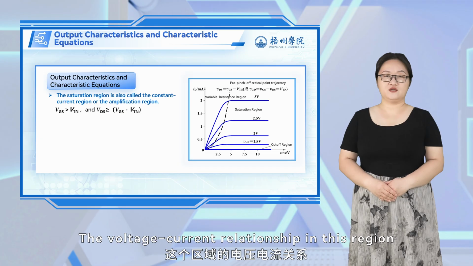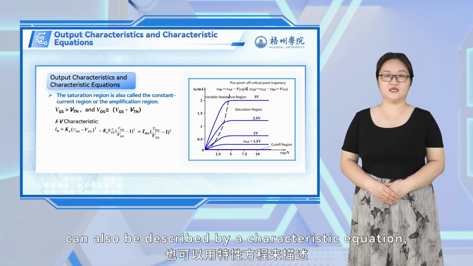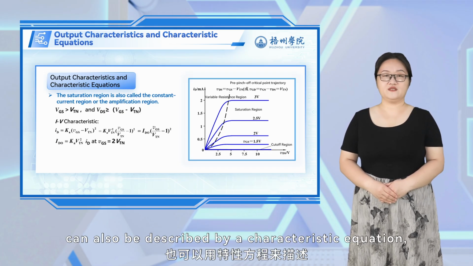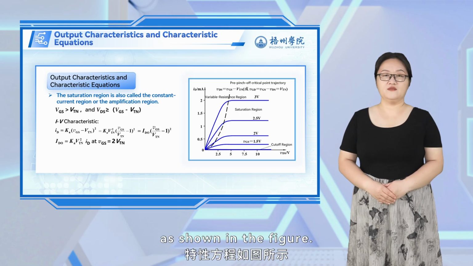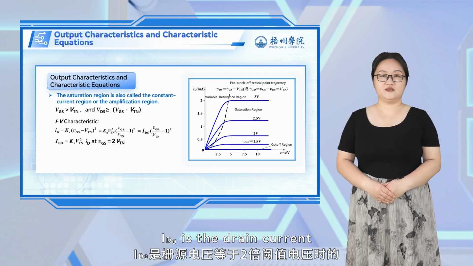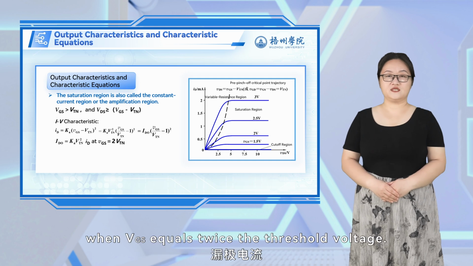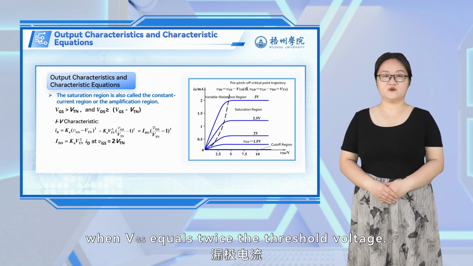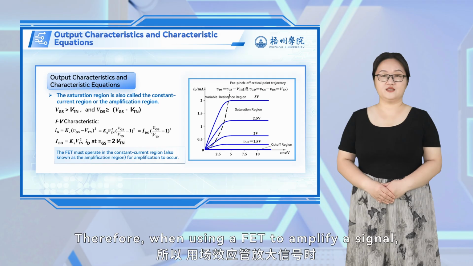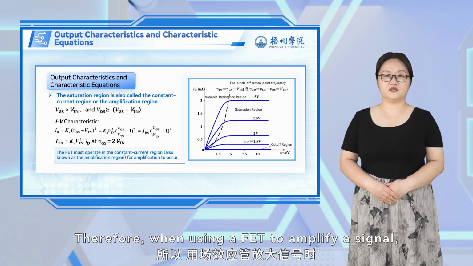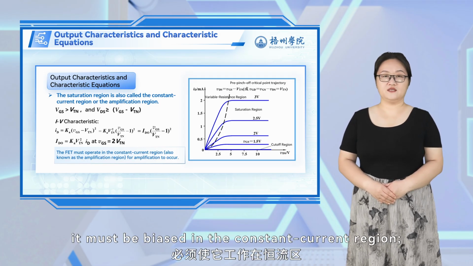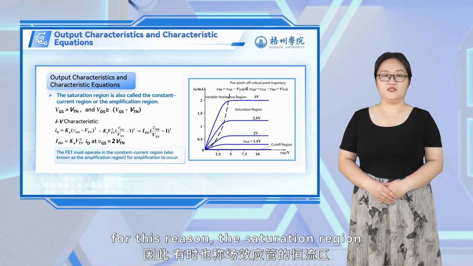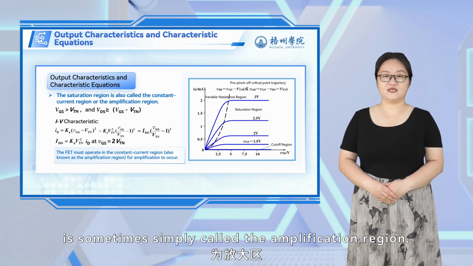The voltage-current relationship in this region can also be described by a characteristic equation as shown in the figure. I_D0 is the drain current when V_GS equals twice the threshold voltage. Therefore, when using a FET to amplify a signal, it must be biased in the constant current region. For this reason, the saturation region is sometimes simply called the amplification region.